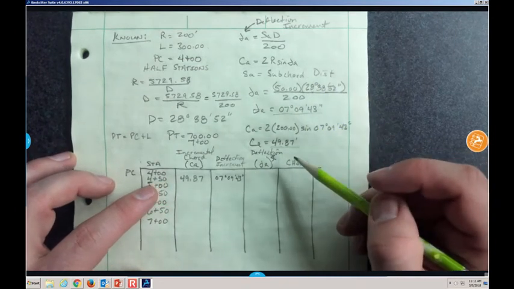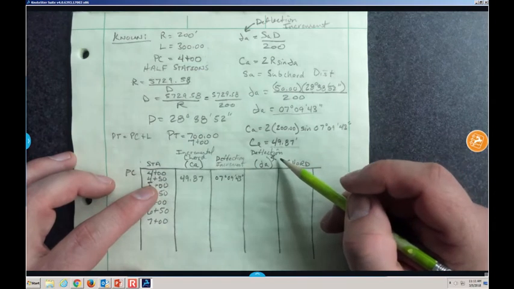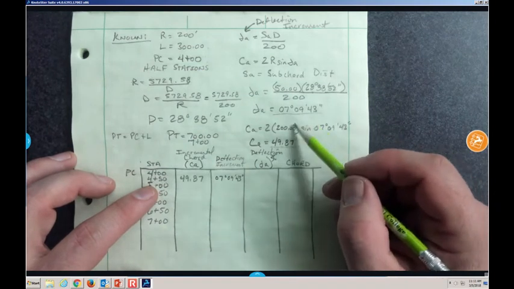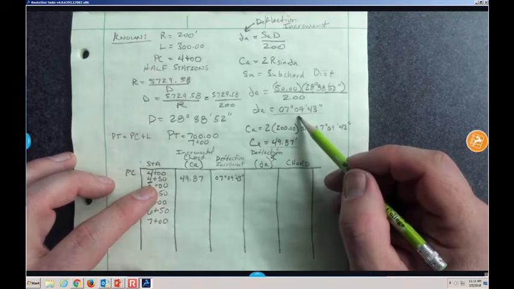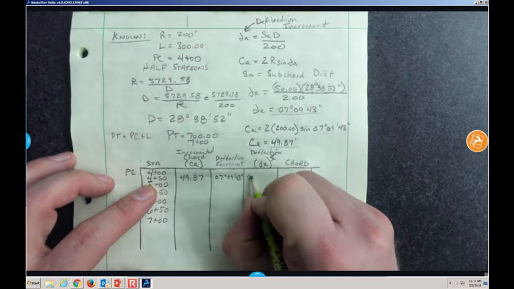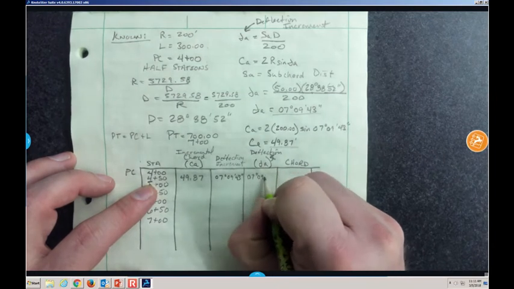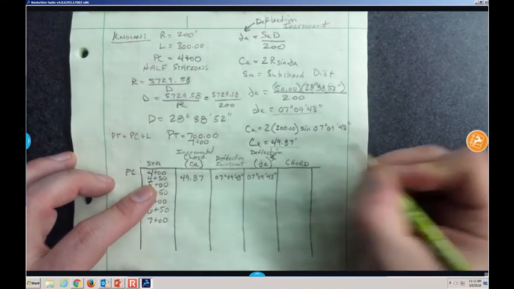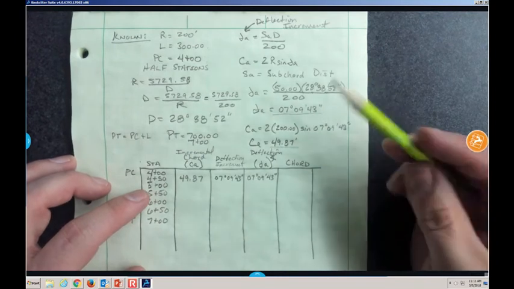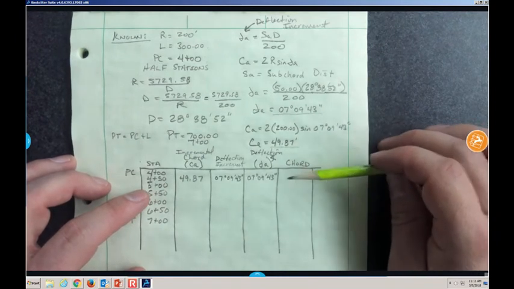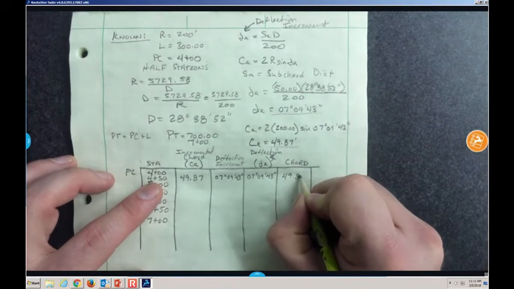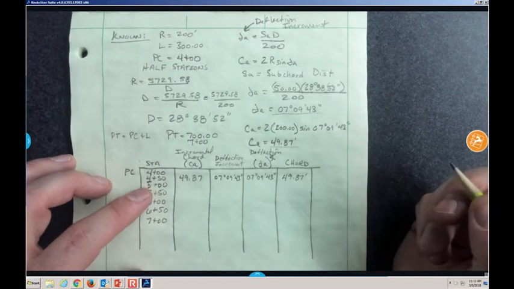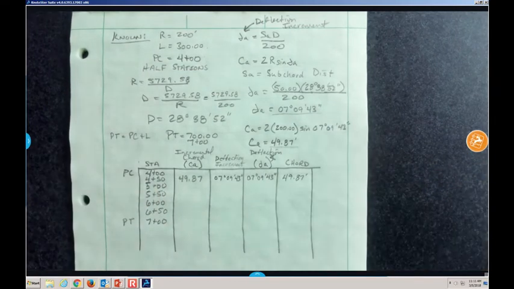Now we have our deflection angle. Oh, it's the same thing, right? Our deflection angle is the same there because it's the first one that we're turning. It's the 50-foot increment. So I'm just going to copy it here. Not going to happen every time. Okay? And then our chord is the same too because it's the first chord. So our chord, we figured out 49.87 feet.